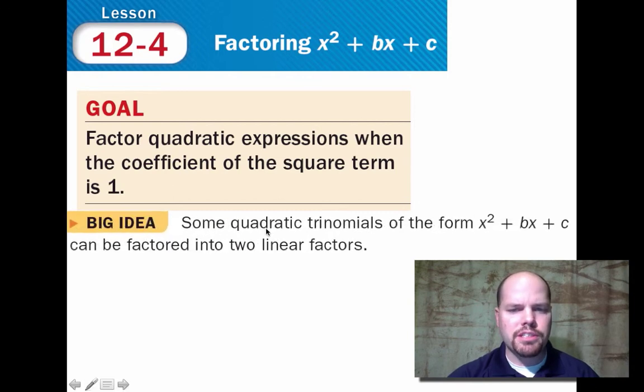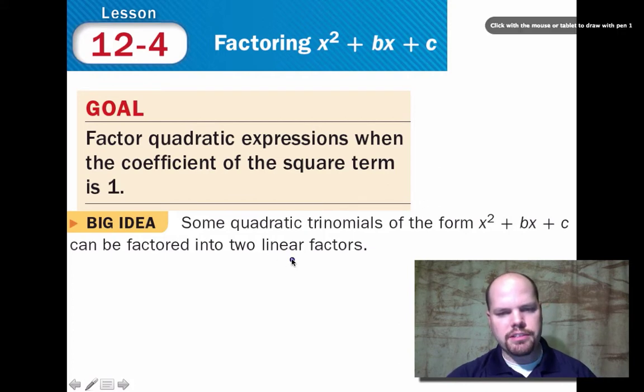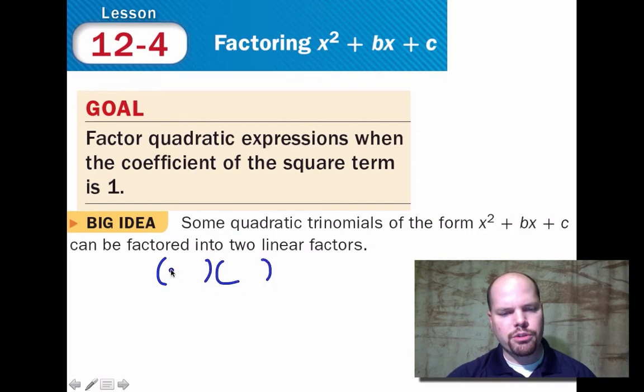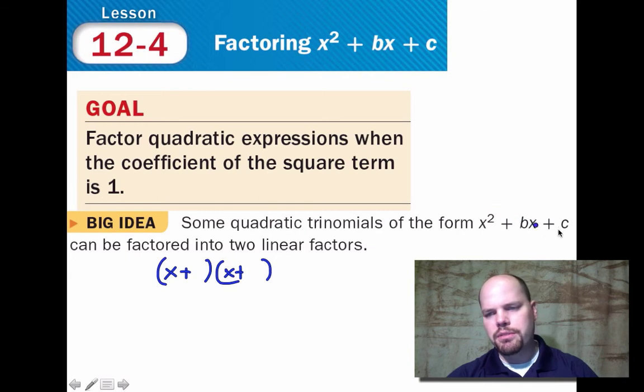Okay, so the big idea is some quadratic trinomials of this form can be factored into two linear factors. What we mean by two linear factors would be like the product of two binomials. So in this case it would be x plus something and x plus something, if it's both positive. Okay, so that's what we're going to try to do: take something of this trinomial form, quadratic, into a product of two binomials, so we'll call this factored.